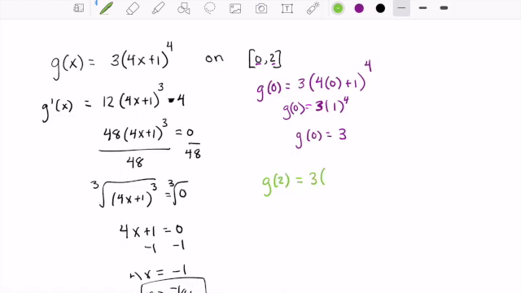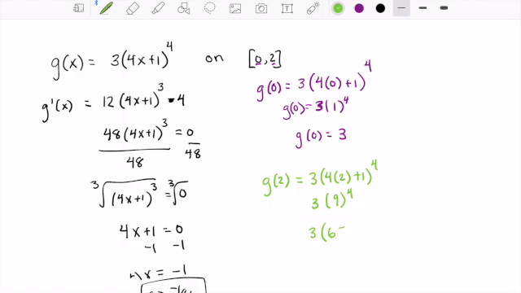So we have 3 times 4 times 2 plus 1 to the 4th power. So obviously this one's already going to be a lot bigger. So we have 4 times 2 is 8 plus 1 is 9. So we have 9 to the 4th power, which gives us 6,561. We'll just write that out.